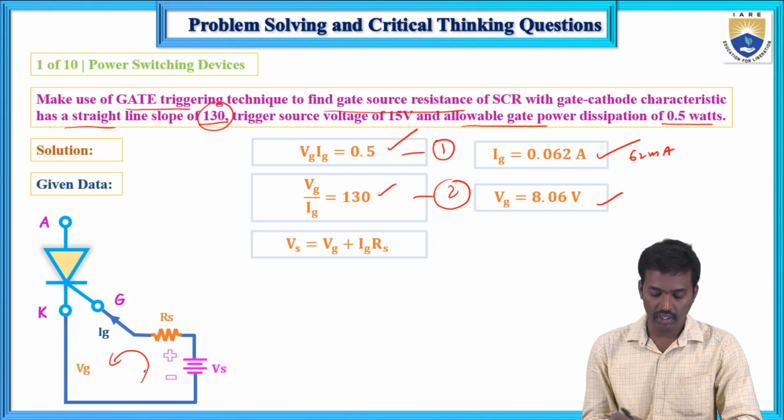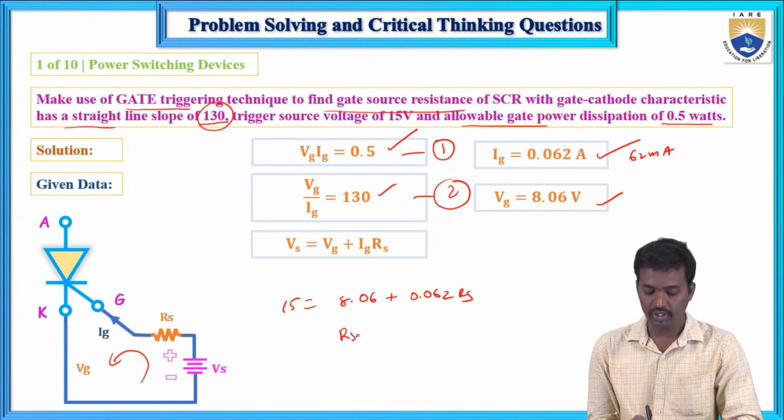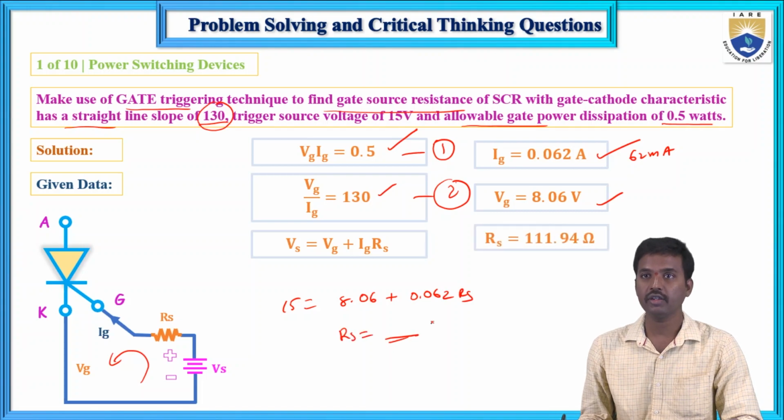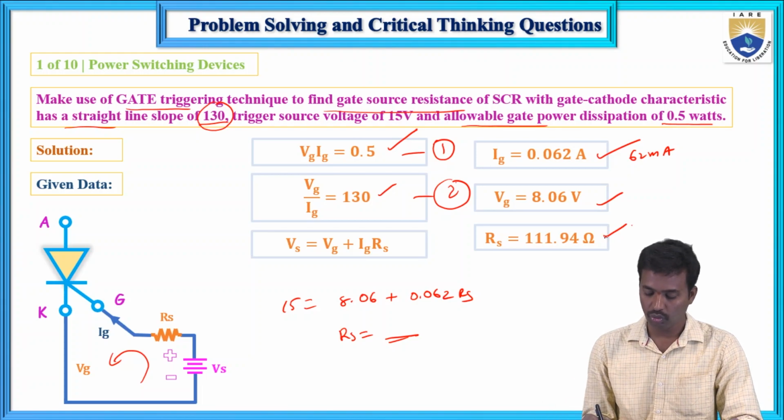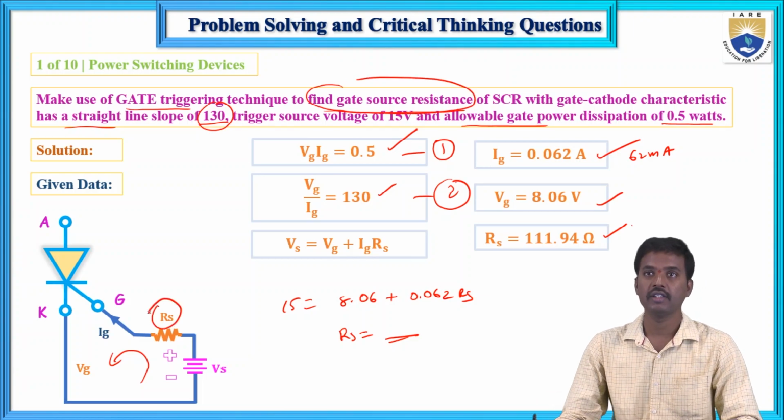Here Vs equals 15 volts, Vg equals 8.06, and Ig is 0.062. So 15 equals 8.06 plus 0.062 into Rs. From this you can determine the Rs value: Rs equals 111.94 ohms. So this is the gate source resistance.